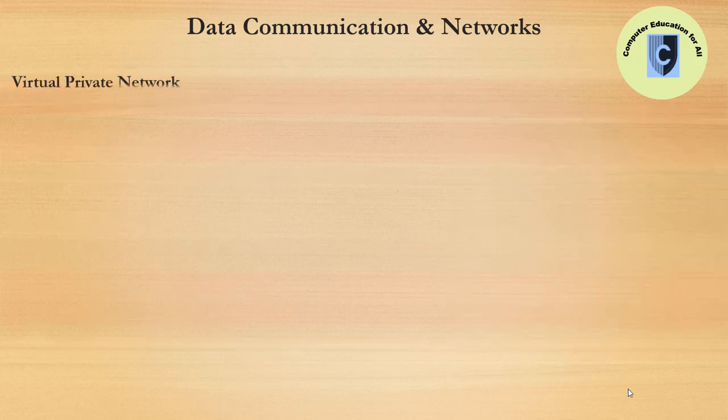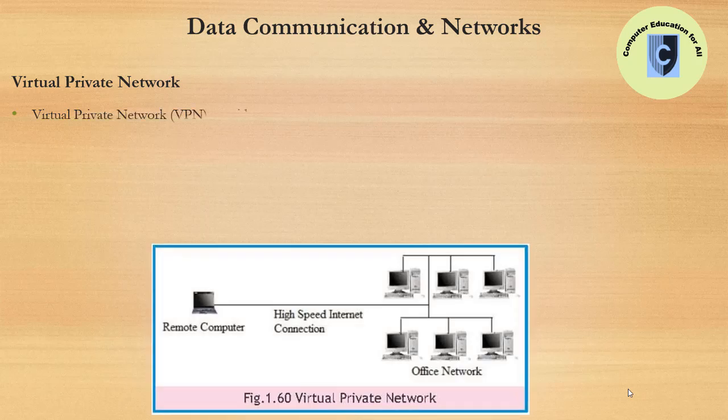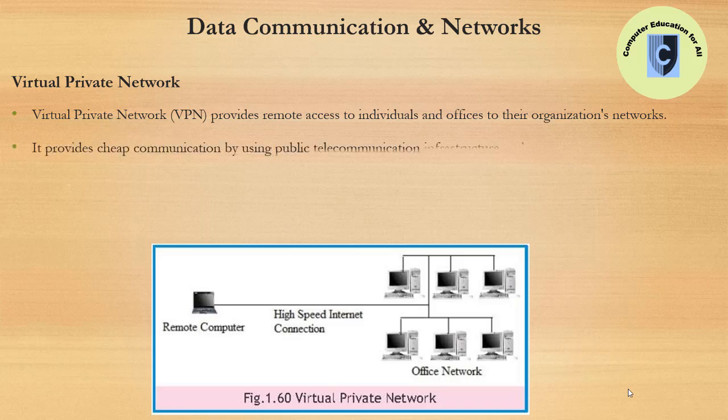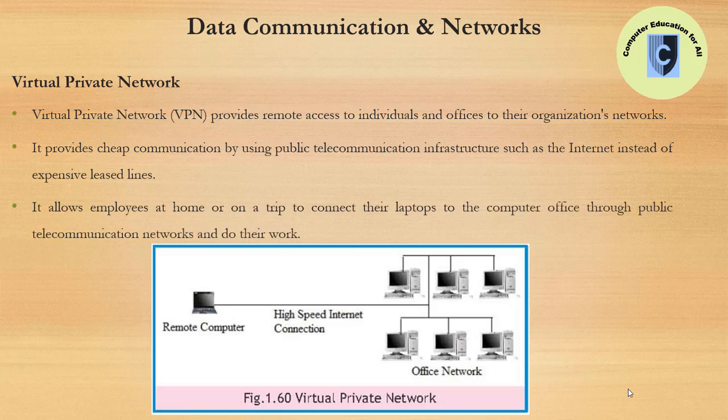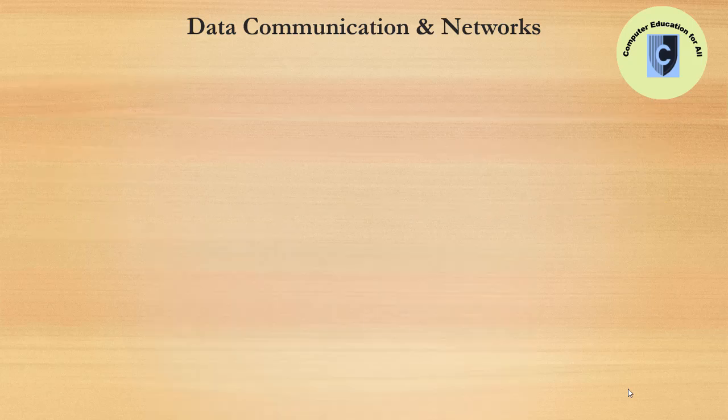Virtual Private Network. A Virtual Private Network, VPN, is a computer network that provides remote access to individuals and offices to their organization's networks. It provides cheap communication by using public telecommunication infrastructure, such as the Internet, instead of expensive leased lines. It allows employees at home or on a trip to connect their laptops to the computers at the office through public telecommunication networks and do their work.